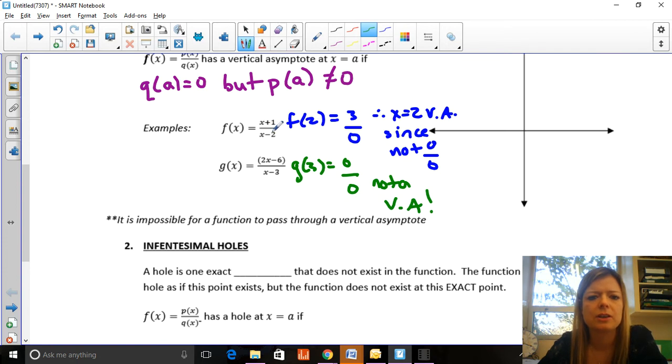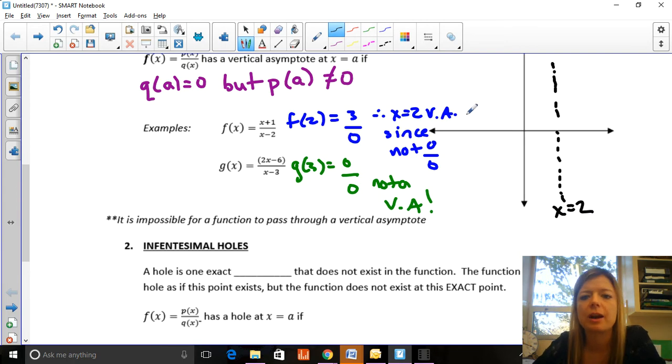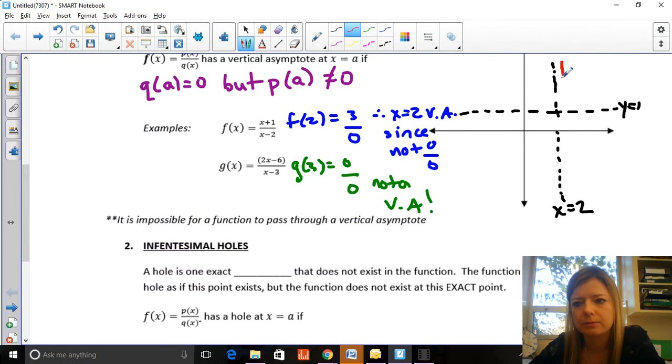To draw this function here, you would draw your vertical asymptote at x equals 2. This actually also has a horizontal asymptote at 1, which I'll explain on the next page. Your function would end up looking something like this.